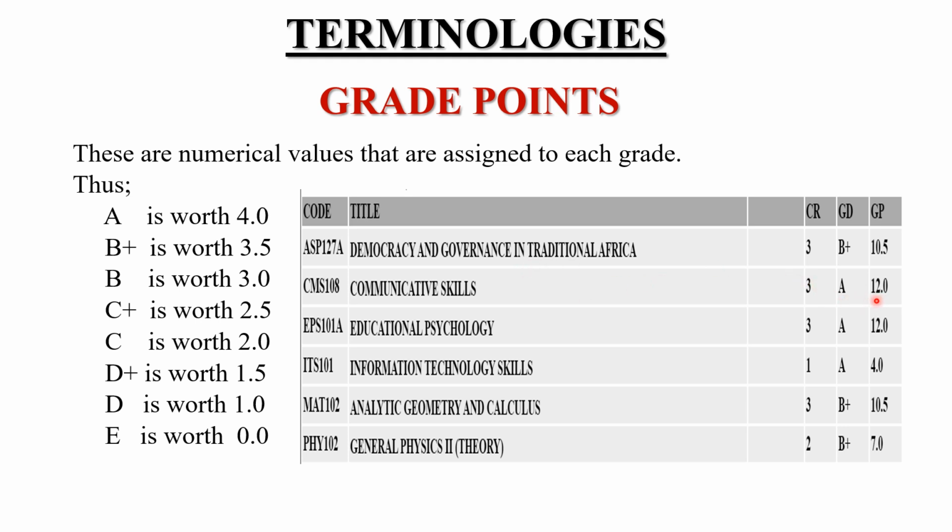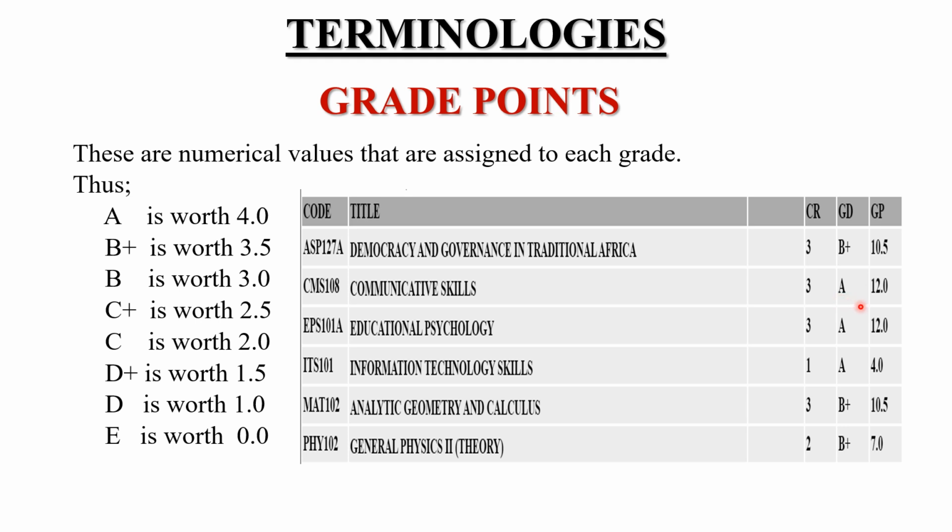And then that grade point can be determined based on the credit and the numerical value associated with the grade the person gets. When we move to the second course, that is CMS 108, Communicative Skills, the person had A, and the numerical value associated to A is 4.0.